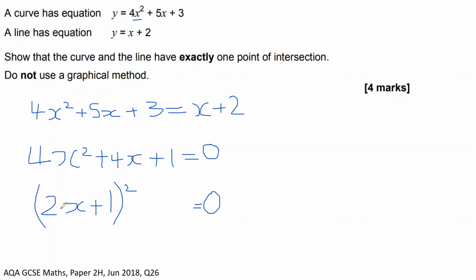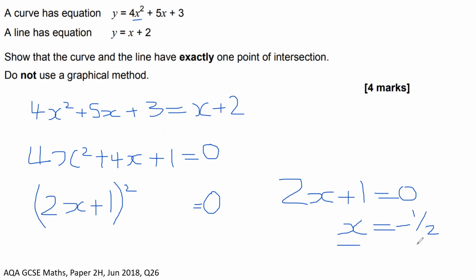Now, what you realise is that both of those will be the same. Because we've only got 1 bracket and that's squared, what we're actually going to end up with is one value that says 2x + 1 = 0. And we can solve that to find that x equals minus a half. Now, that is the only root we've got. We've only got one root because we've only got 1 bracket here.